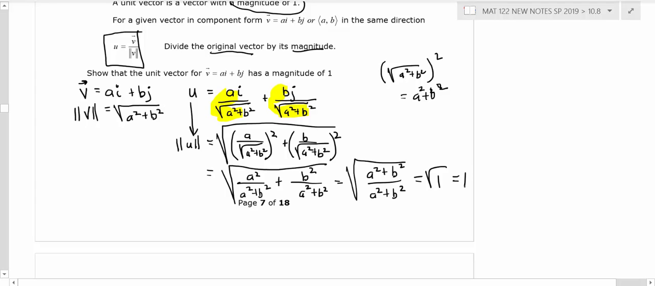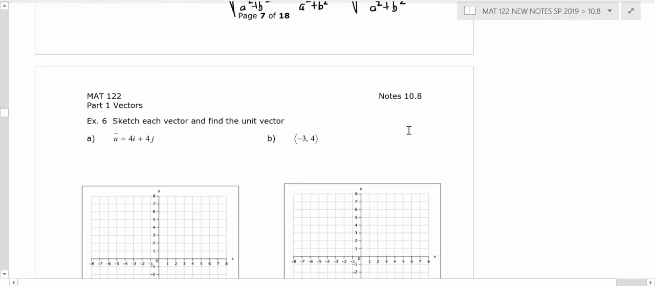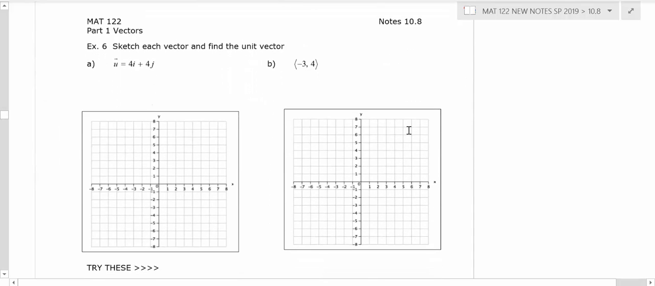So I told you. The idea is that formula is always going to work, and it's going to give you a magnitude of 1. So that kind of proves that that formula gives you a unit vector. Basic algebra. All right, let's go to the next page, and then we're going to do unit vector on this. Let's go ahead and sketch this vector.